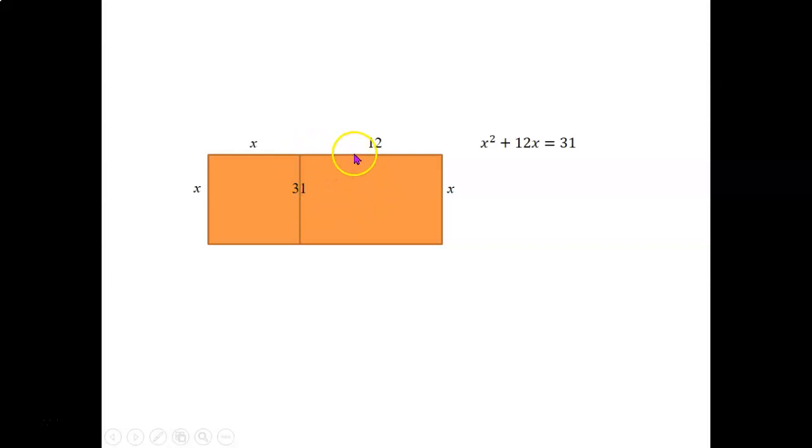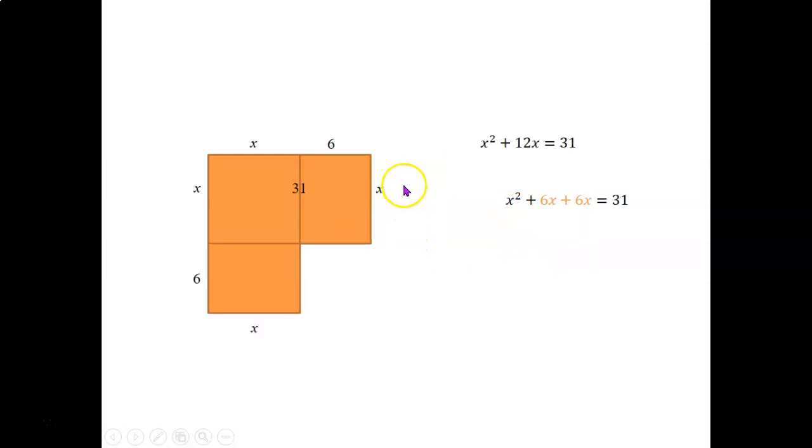The way I've drawn it, it looks like 12 is longer than x. I don't know for sure if that's true. I don't necessarily know if I've drawn things to scale. But if we take this rectangle here and cut it in half, instead of just 12 times x, it's 6 times x plus another 6 times x. A 6 by x rectangle plus another one. And then I move one of those over around to the other side of this x by x square. So it's still the same amount of area, just rearranged in a different formation. So now we got x squared plus 6x plus another 6x, and the whole thing is still equal to 31.